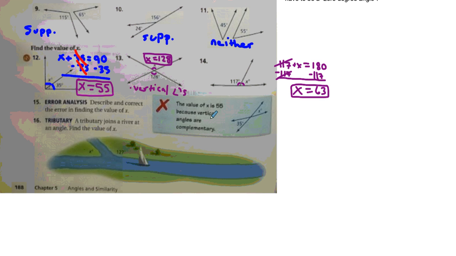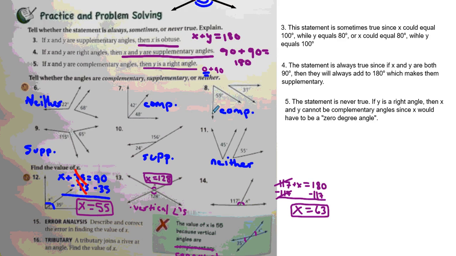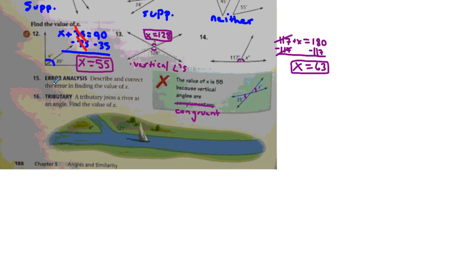So number 15 says describe and correct the error. Just by looking at the diagram here, I see that we have some vertical angles, so I know x should be 35. Let's take a look at this. It says the value of x is 55 because vertical angles are complementary. And it's one of those math words, starts with a C, but it actually should be congruent, meaning they have the same measure. Vertical angles are congruent. Complementary means they add to 90 degrees, and that's what I started out by talking about. All right, so that was the error in number 15. It should say congruent instead of complementary.